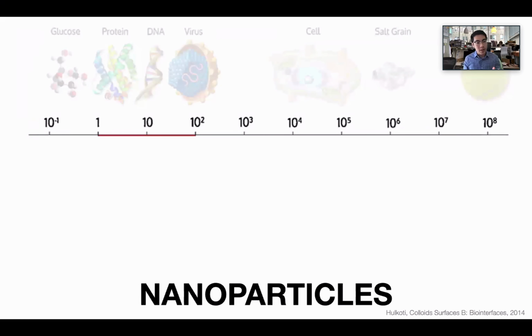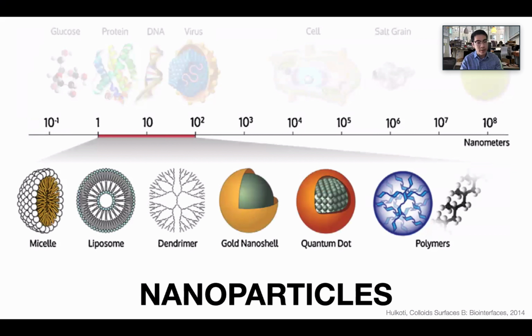And nanoparticles come in many different forms, right? We can engineer them to be micelles. We can engineer them to be liposomes or dendrimers. These are kind of like the organic materials that exist already in our body. Or maybe we can engineer them to be gold, quantum dots, or polymers. All of these inorganic materials that don't normally belong in our body, but we use as experimental therapies, right?